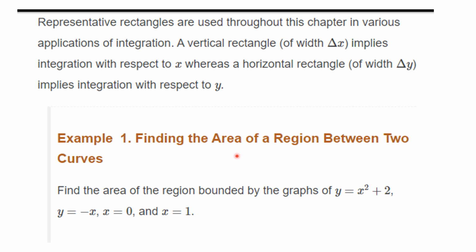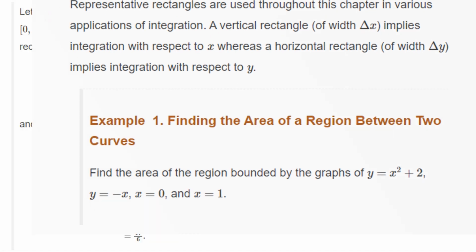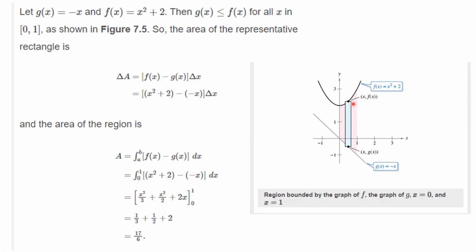We're going to find the area of a region between two curves. Find the area of the region bounded by the graphs of y equals x squared plus 2, y equals negative x, x equals 0, and x equals 1. The first step, of course, is always to graph this region. So here's a graph of this region. Here is f of x equals x squared plus 2, and here is g of x equals minus x, and we draw our representative rectangle.